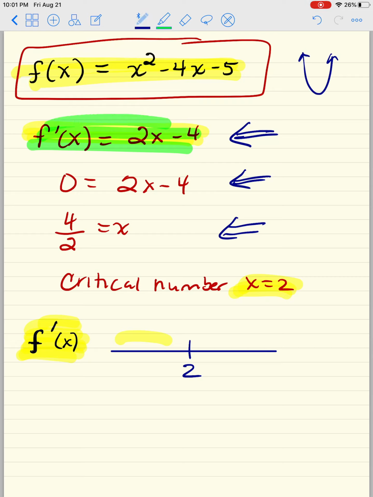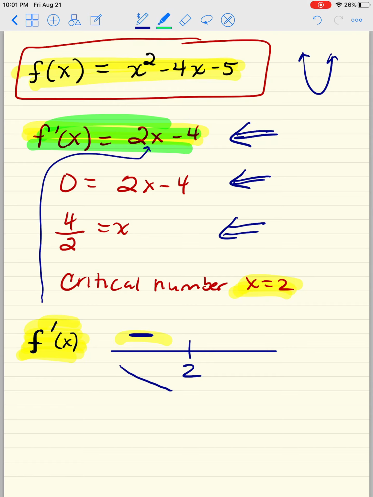What is f prime of 0? If I put a 0 into this, I get 2 times 0 is 0, minus 4 is negative 4. I don't really care what the value is. All I care about is the sign. So my sign is negative, okay? So that means that my function is decreasing all the way to 2.